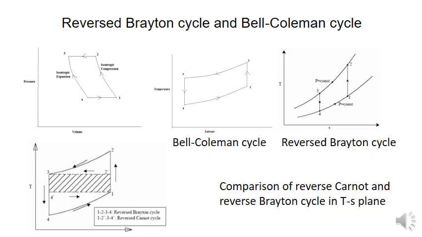So ultimately, if you compare all these cycles in the fourth picture, where the reverse Brayton and reverse Carnot cycles are compared, 1, 2 prime, 3, 4 prime is the Carnot cycle, and 1, 2, 3, 4 is the reverse Brayton cycle. So you can directly say that a lesser area with a lesser range of temperature is covered. However, the lower temperature is achieved in the reverse Brayton cycle.